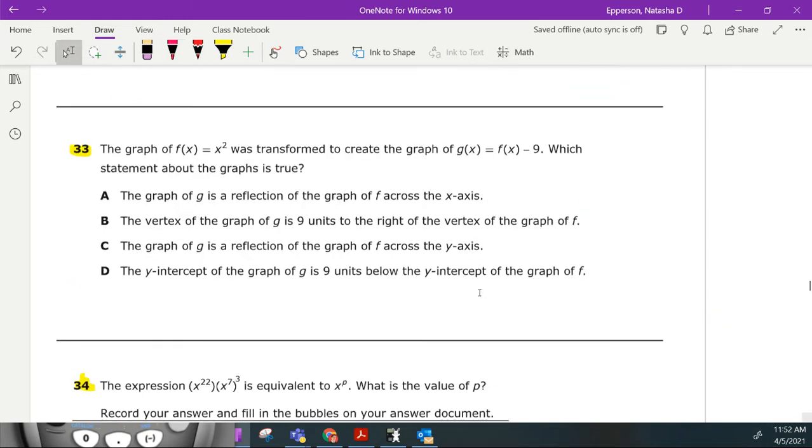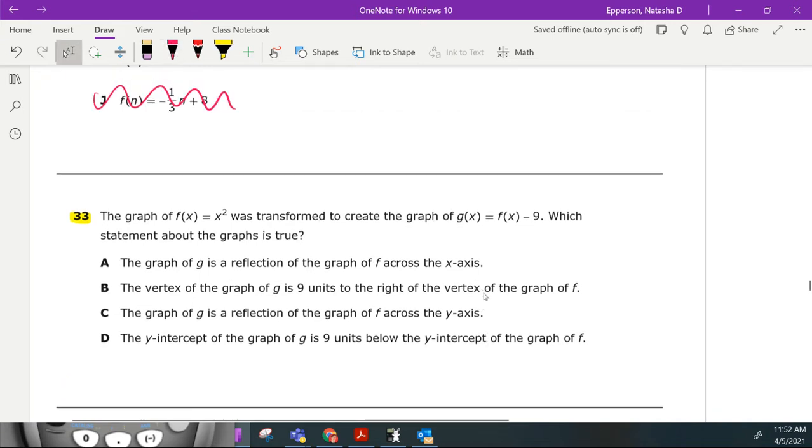All right, number 33. The graph of the function f of x is equal to x squared. That's a reminder, that's your parent function.